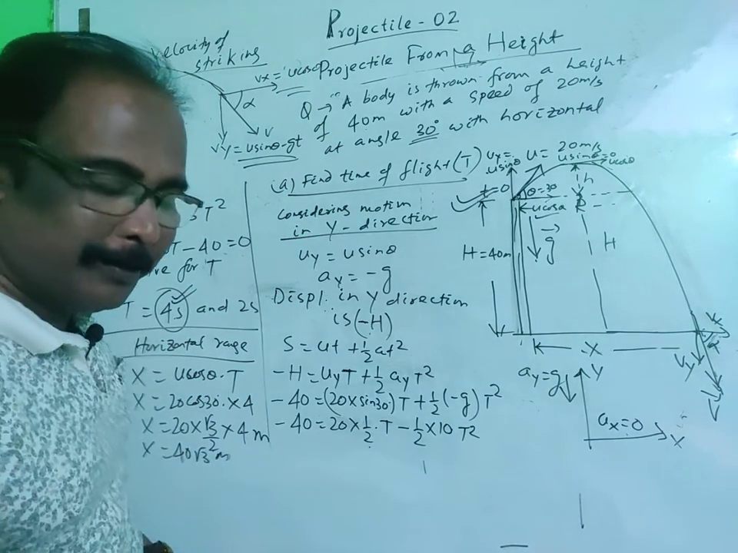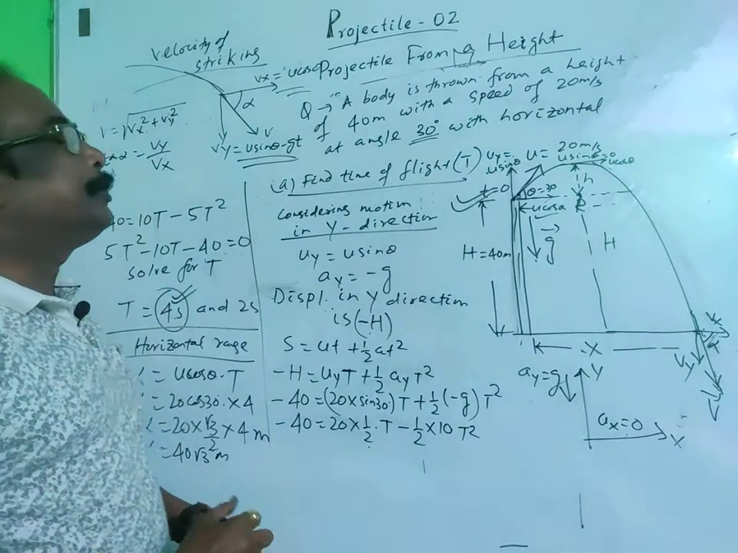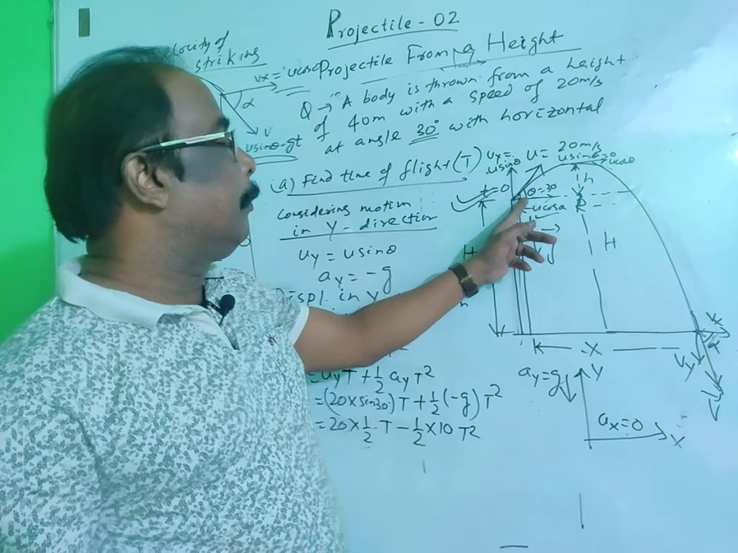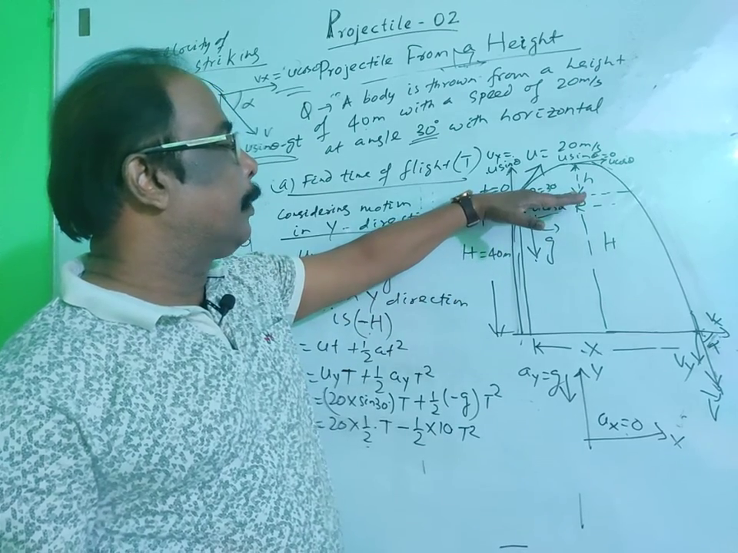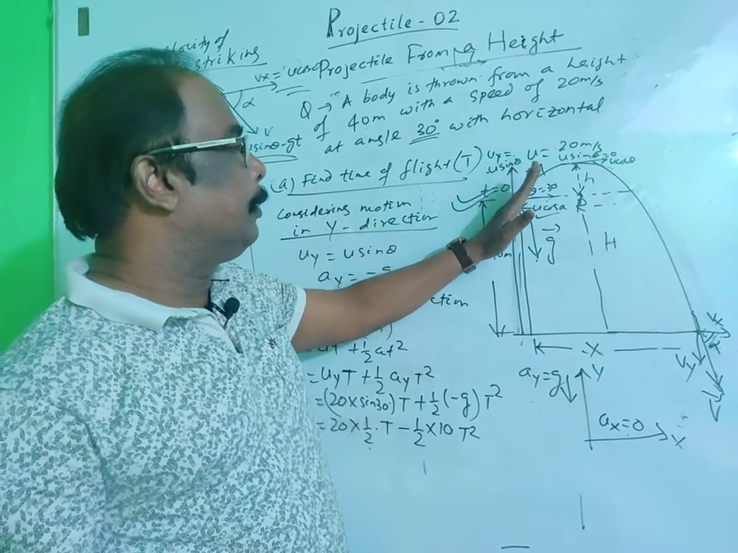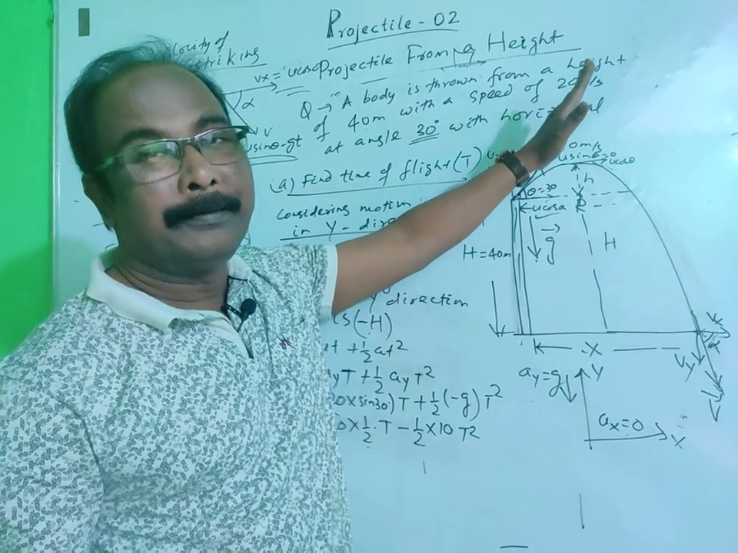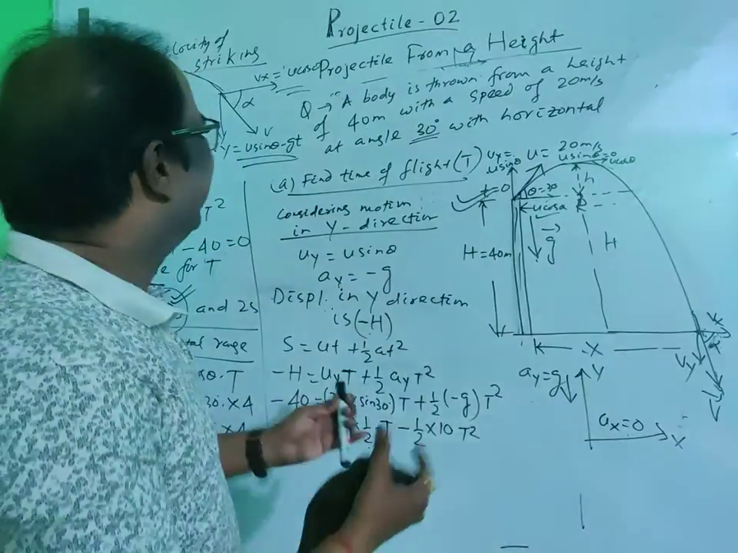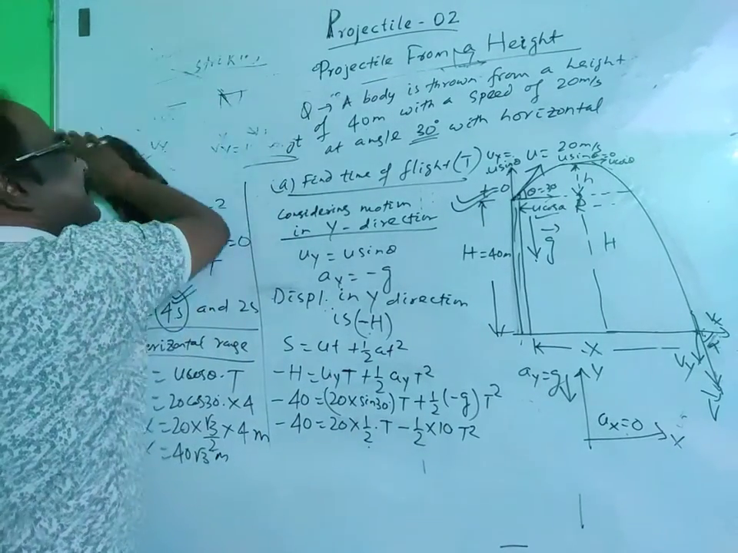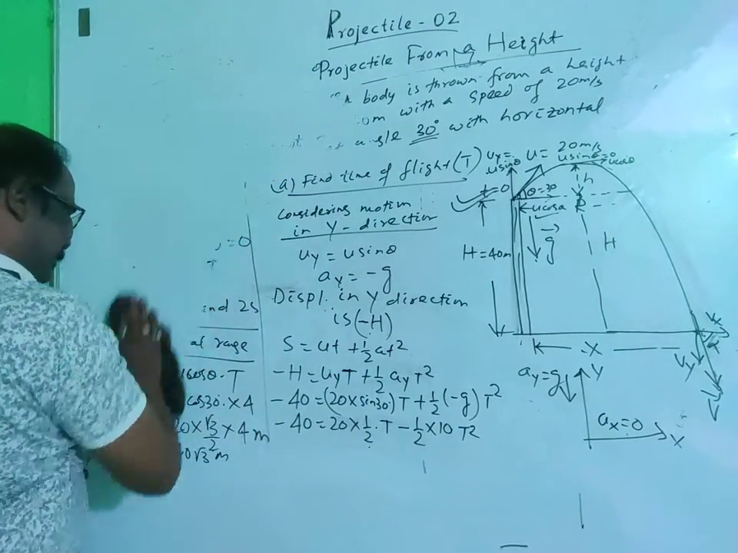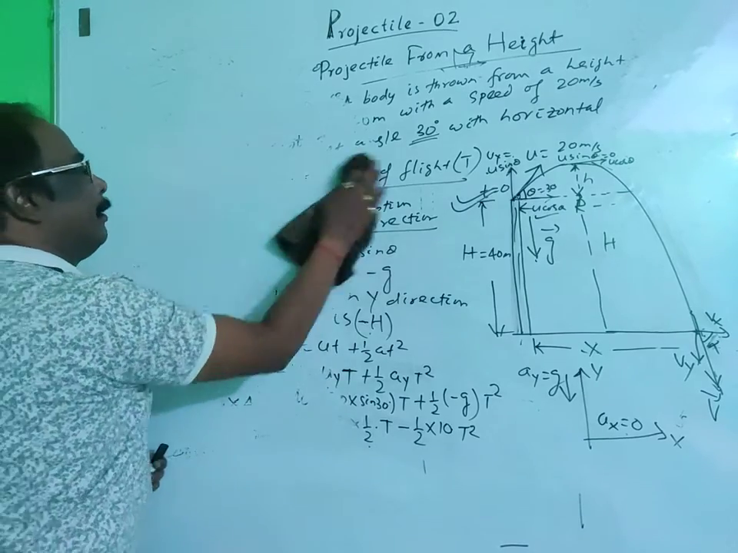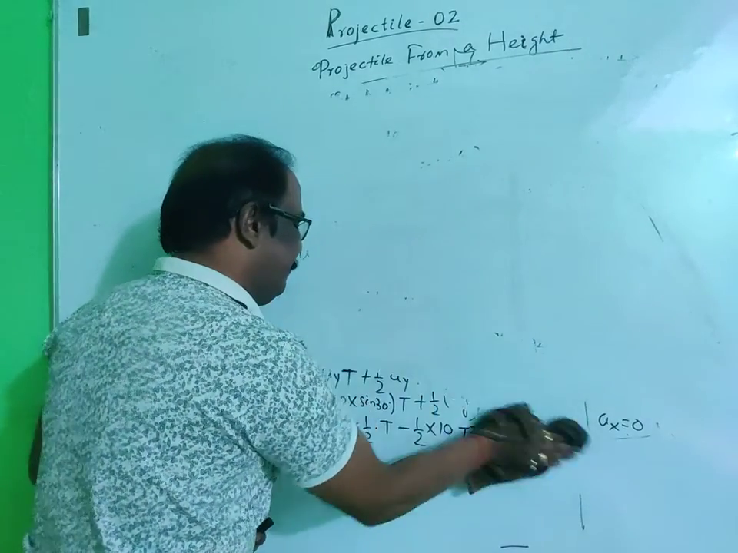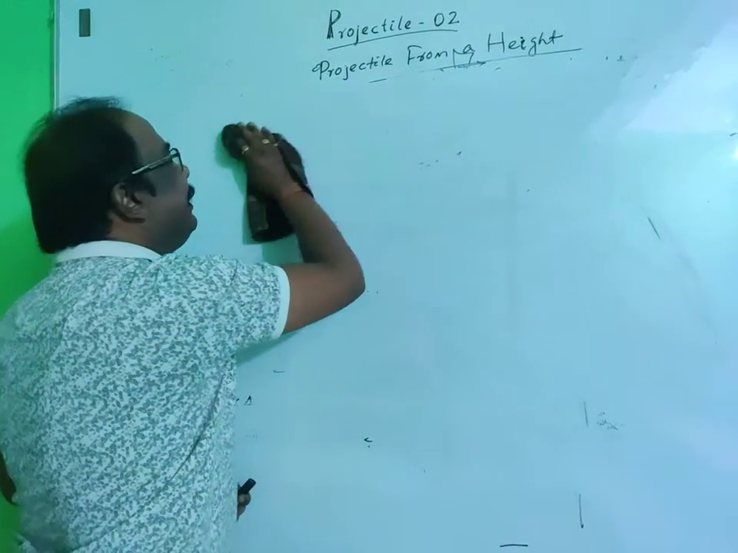Then the last bit. See, this is the projectile projected at an angle from the top of the tower, making an angle theta with the horizontal, or 30 degrees with the horizontal in the upward direction. The last one is in the downward direction at an angle. Okay. I am erasing this. I am writing the question again.